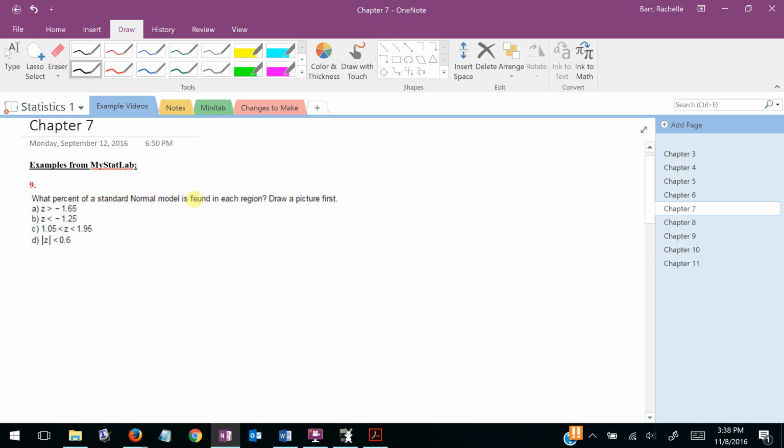So I'm doing a standard normal model. As we note, we're going to look at the variable, as we don't use x for standard normal. We use z, and we say that it's normally distributed with mean 0 and standard deviation 1. So as I begin this first example, I note that I want to look at the probability that z is going to be greater than negative 1.65.